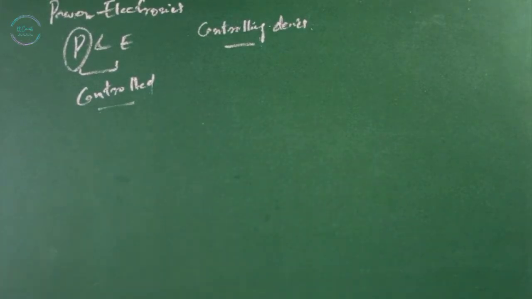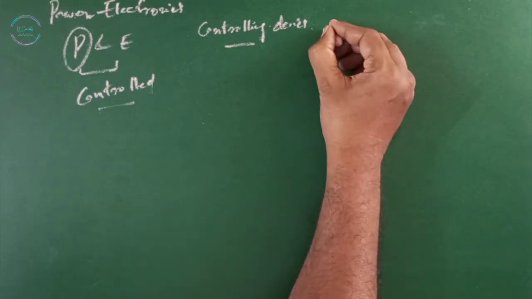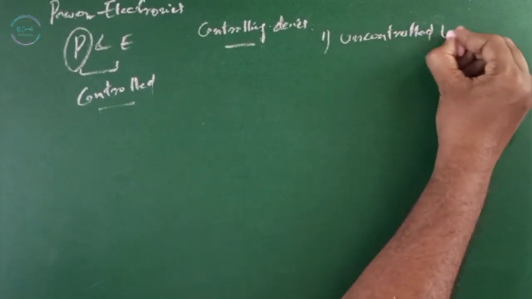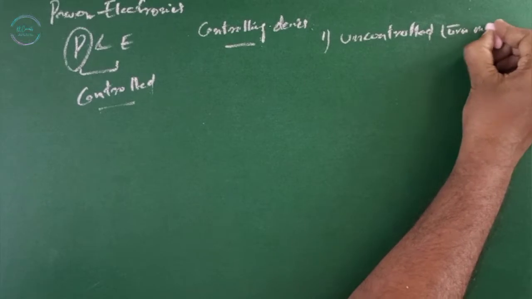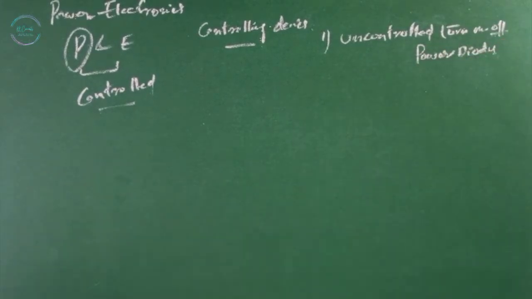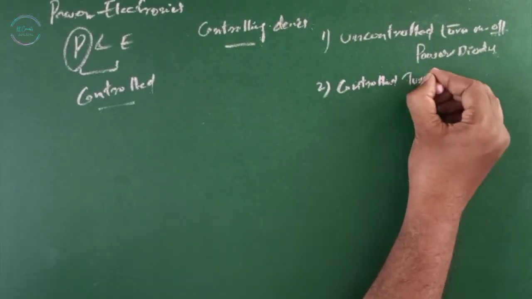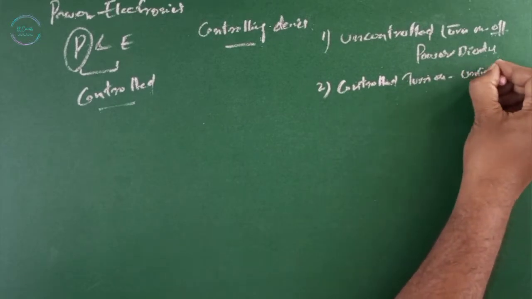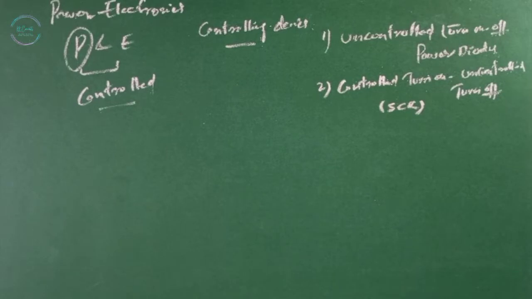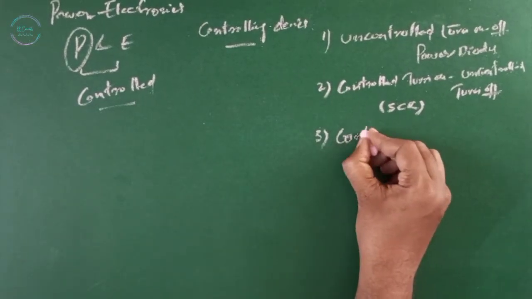We have different types of power semiconductor static devices. The first one is uncontrolled turn on and turn off process: the power diodes, whereas controlled turn on and uncontrolled turn off. Example is SCRs, silicon control rectifiers.